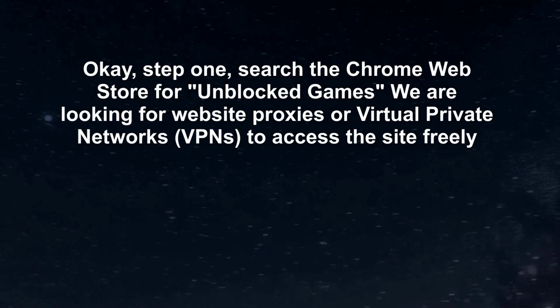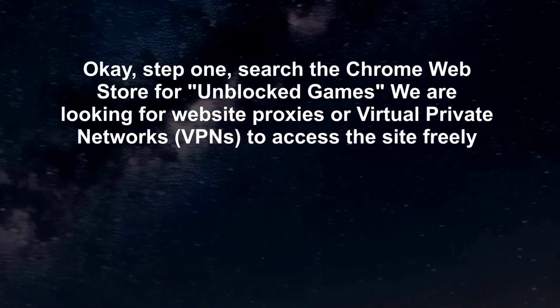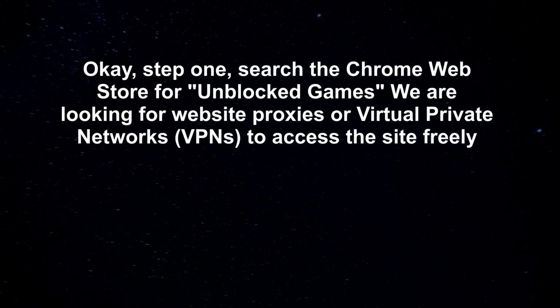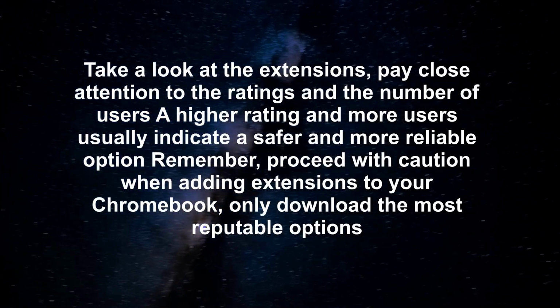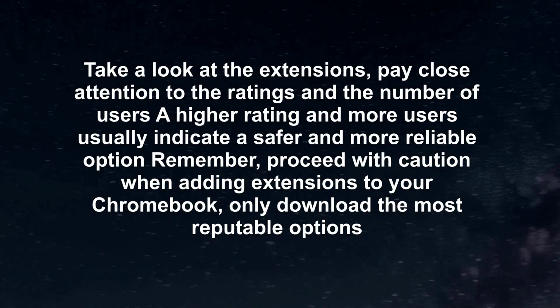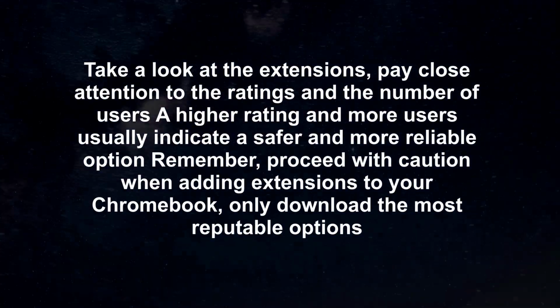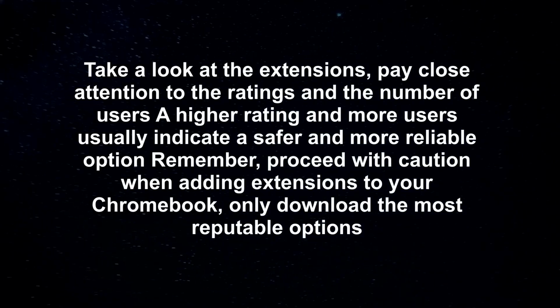Okay, step 1. Search the Chrome Web Store for unblocked games. We are looking for website proxies or virtual private networks, VPNs, to access the site freely. Take a look at the extensions, pay close attention to the ratings and the number of users. A higher rating and more users usually indicate a safer and more reliable option. Remember, proceed with caution when adding extensions to your Chromebook. Only download the most reputable options.